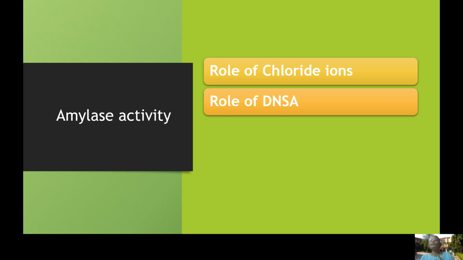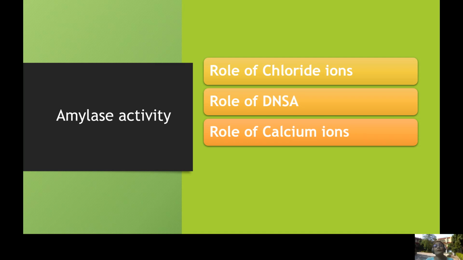And third, very important thing is that DNSA is made in strongly alkaline solution. That strongly alkaline solution immediately arrests the activity of salivary amylase. So DNSA solution is also used to bring the enzyme catalyzed reaction to a halt.